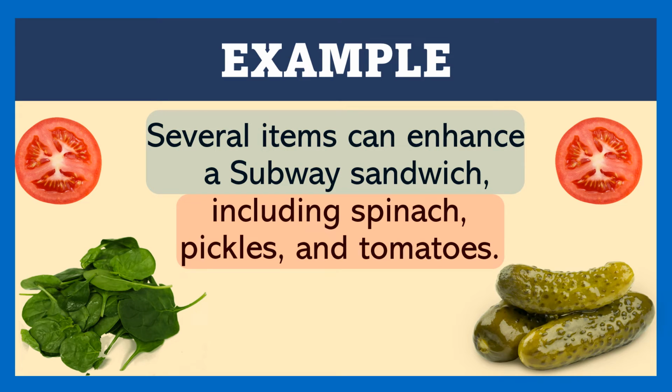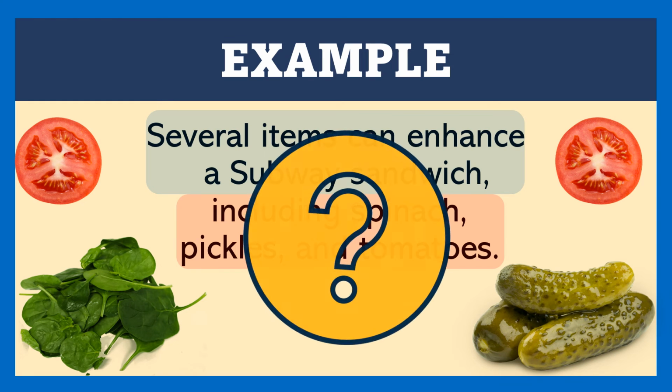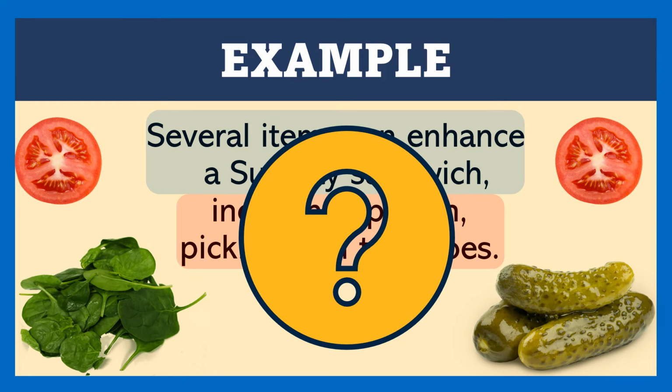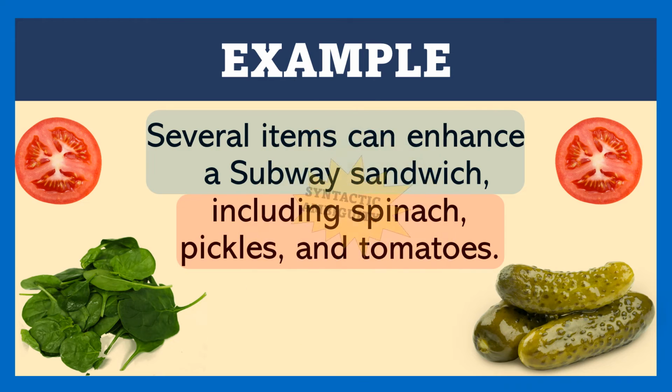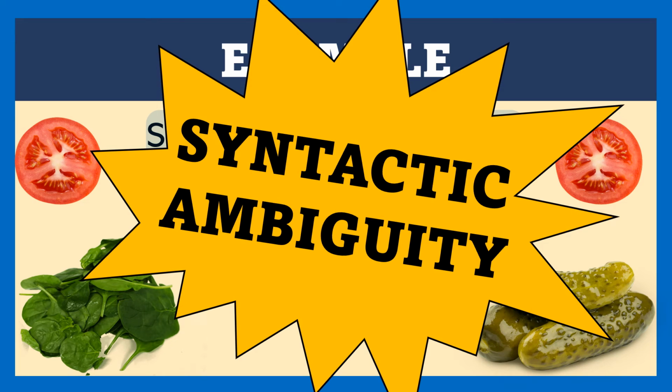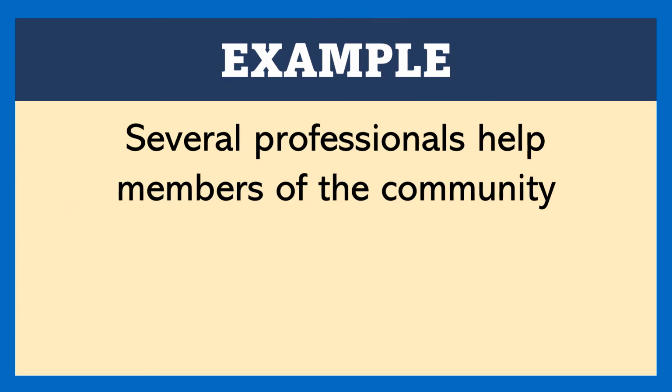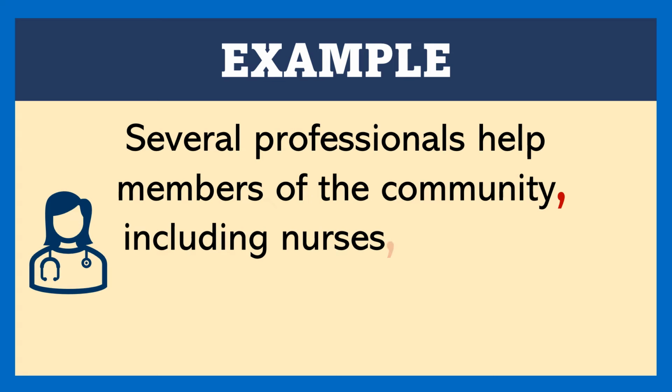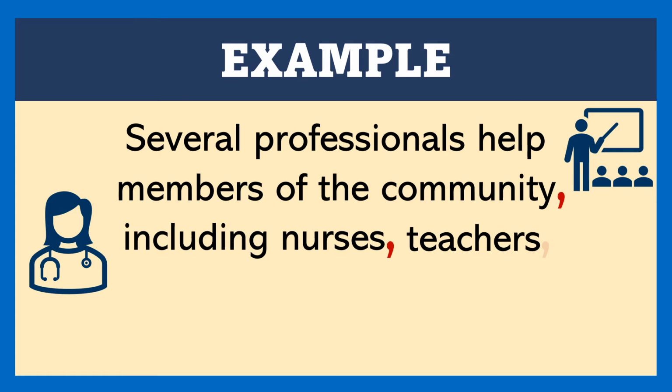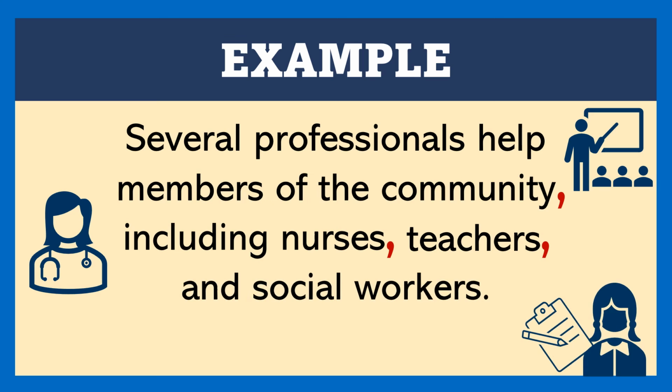This works fairly well in this context, but there is a potential problem with this strategy in some cases, and that is syntactic ambiguity. Now, let's say we're writing a sentence that begins with several professionals help members of the community. We add our comma, and then we bring in the interjection, including nurses, comma, teachers, comma, and social workers. So we have our three items. We have nurses, teachers, and social workers.